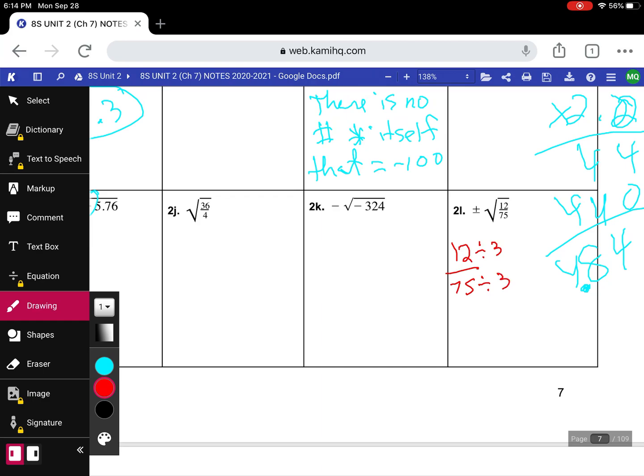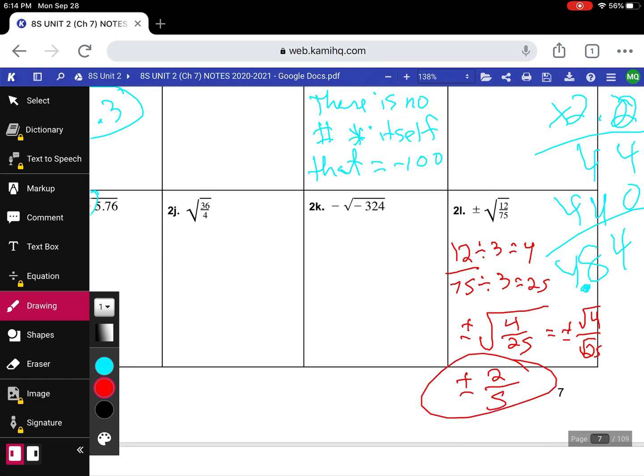We're going to divide by 3. That gives me 4. And what? That gives me 25. Now I have the positive or negative square root of 4 over 25 because I simplified it. Okay, and like I said before, you can do positive or negative square root of 4 over square root of 25 because it's the square root over everything. The square root of 4 is 2. The square root of 25 is 5. And there's your answer. Okay, let's go ahead and move on to page 8.